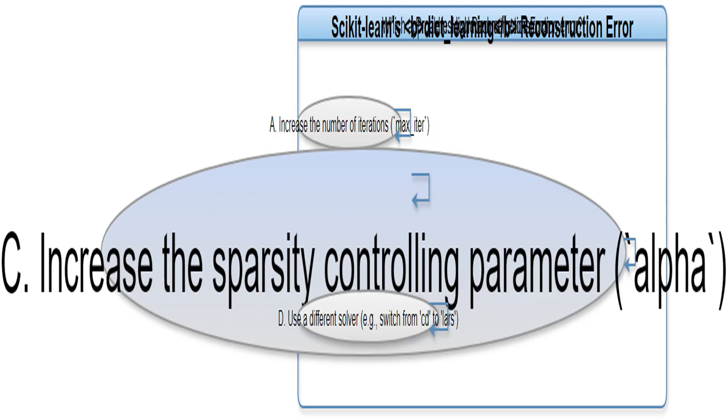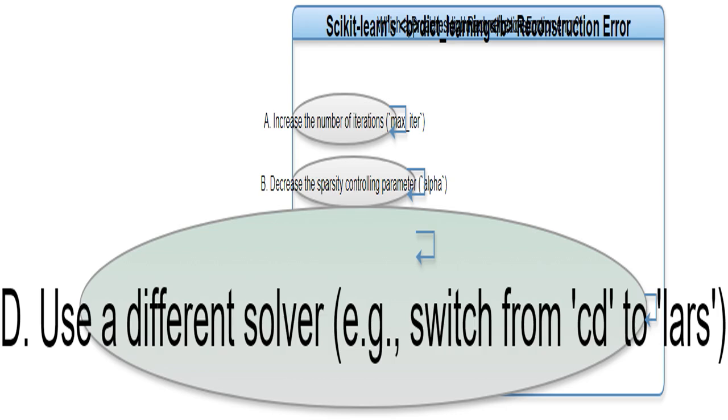Increasing alpha makes the representation simpler, using fewer building blocks. While this can be good for some problems, it might lead to information loss and a higher error if it's too simple. Too simple is not always good. Different solvers are like different tools. One might be better suited for the job than another. Switching could lead to better results, just like using a hammer instead of a screwdriver when appropriate. Let's try a different approach.